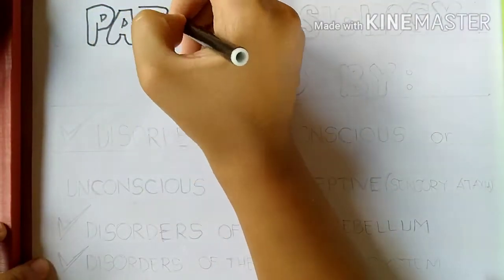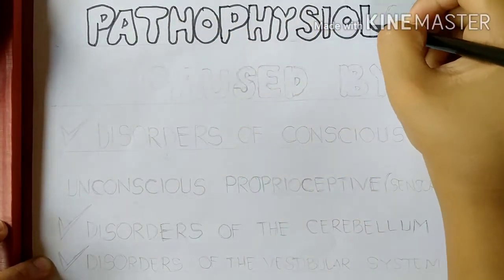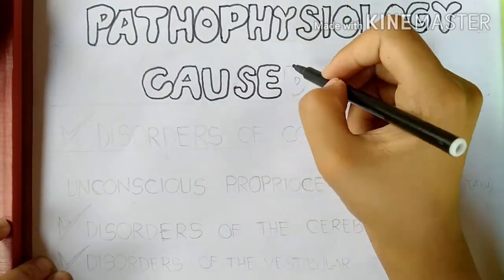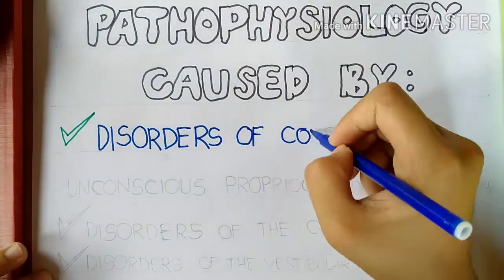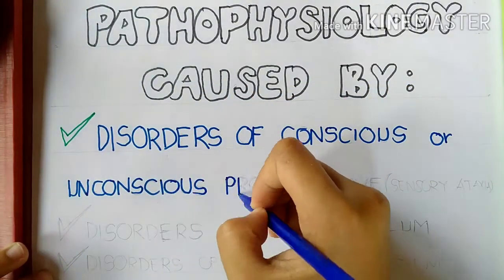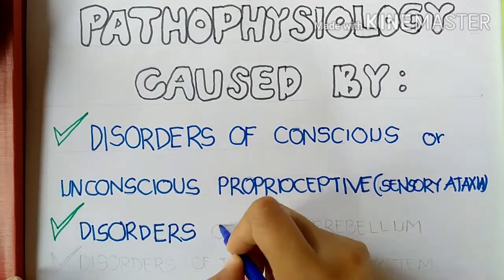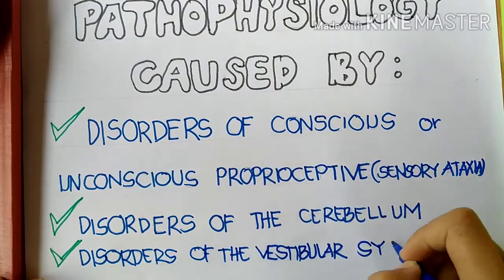Pathophysiology. It is caused by: first, disorders of the conscious or unconscious proprioceptive systems, or sensory ataxia. Second, disorders of the cerebellum. Third, disorders of the vestibular system.